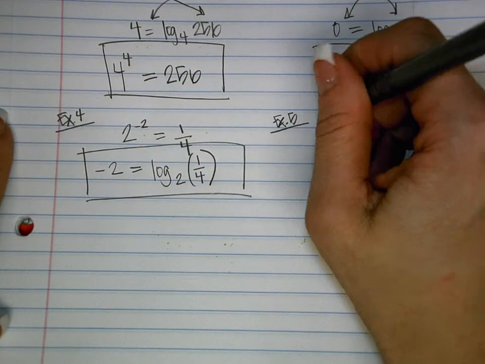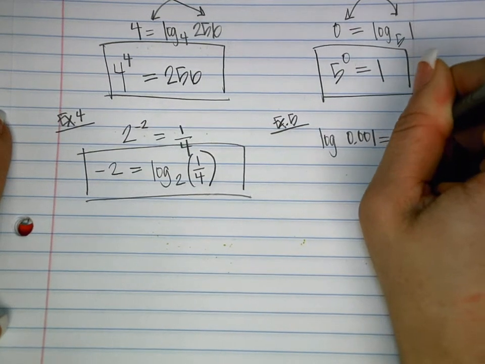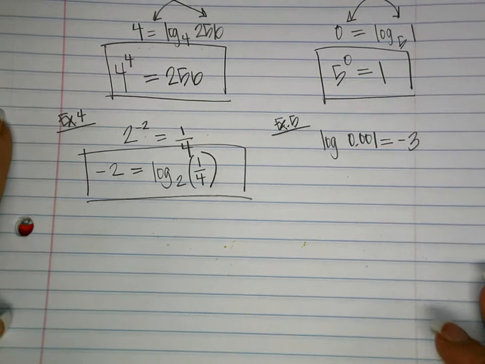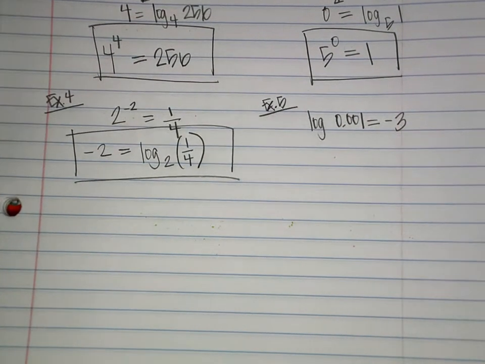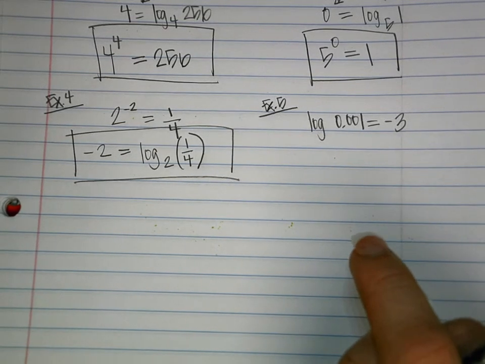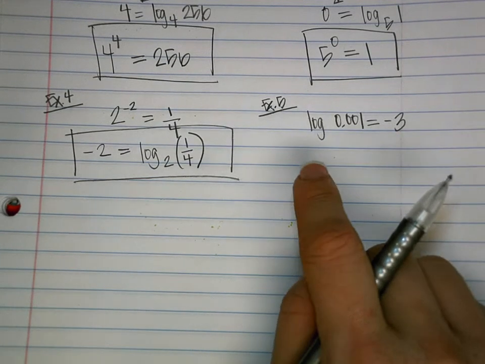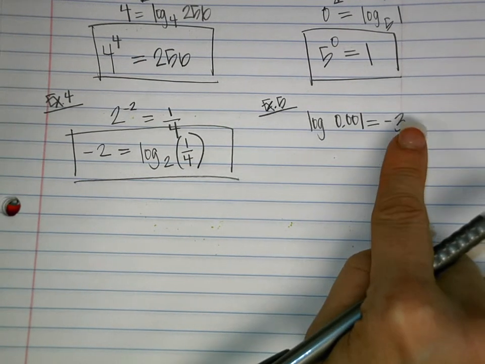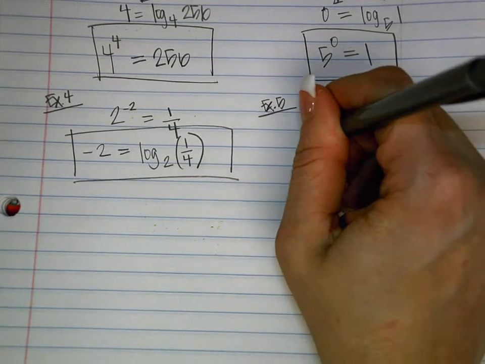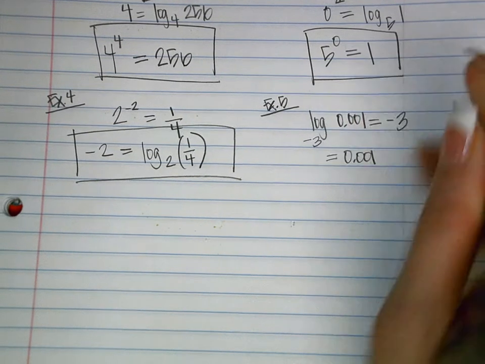I want you to write another exponential equation. Log of 0.001 equals negative 3. Now, we are not used to working with decimals very often. But that's okay. We can still work with decimals. So how would you write this as an exponential equation? We're going to write it backwards. Negative 3 is the exponent on what that makes 0.001? There's something missing here.